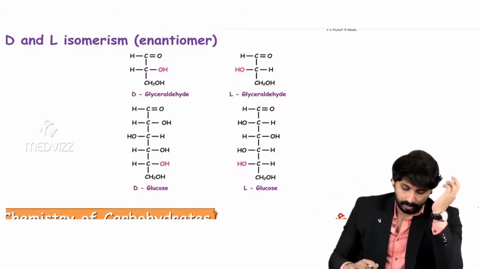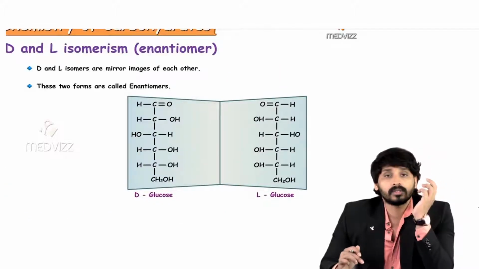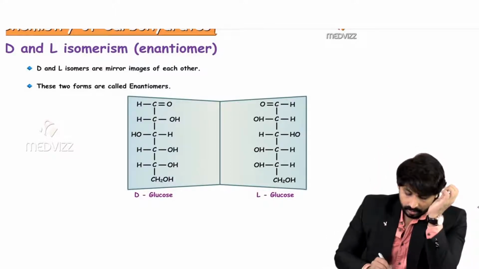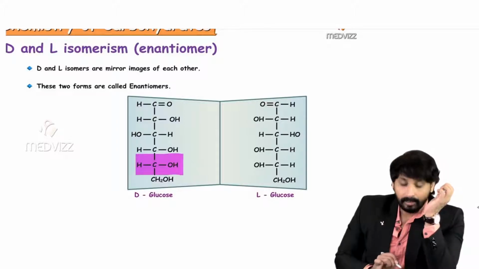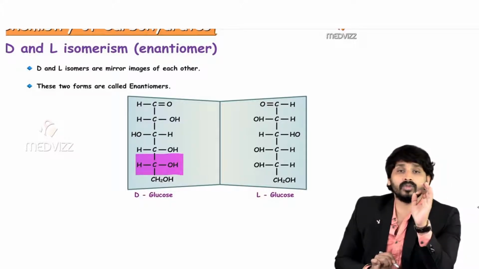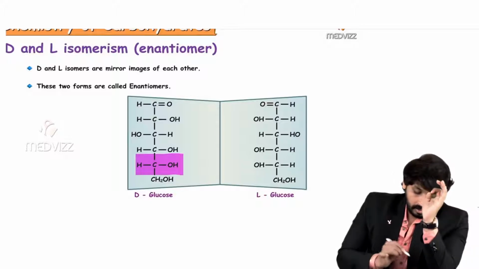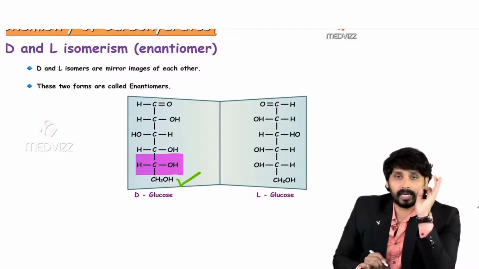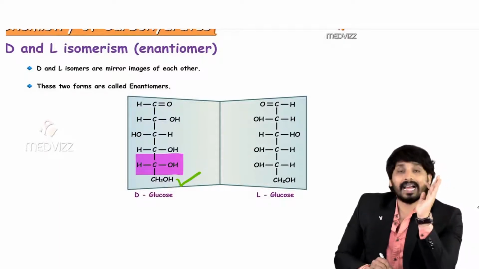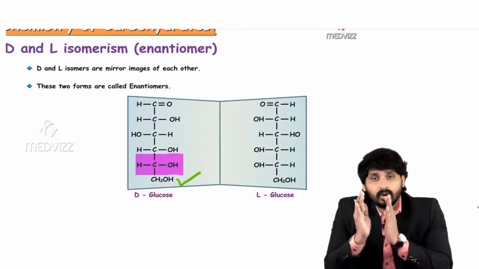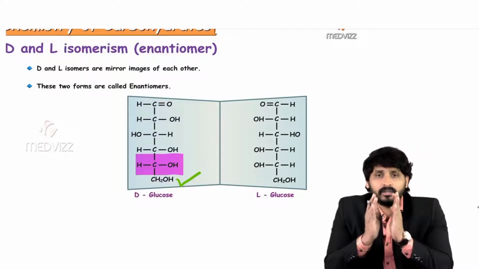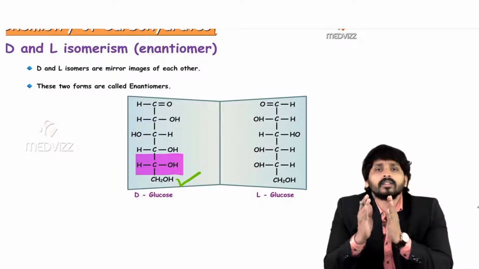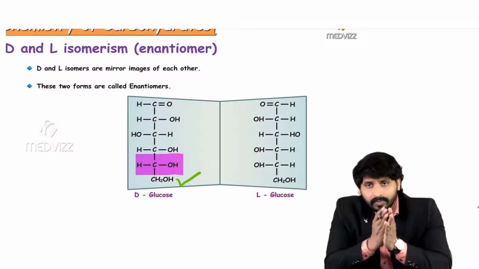See here the example, D-glucose. What does that mean? The hydroxyl group present next to the penultimate carbon, the carbon next to the bottom carbon, or simply the fifth carbon. If the hydroxyl group on the fifth carbon is on the right side, that form of glucose is known as the D form.